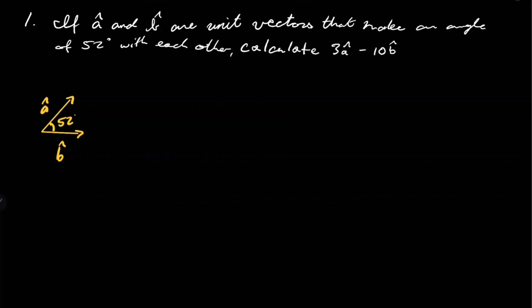Alright. So these are scalar multiples. 3 times vector A will have a magnitude that is 3 times larger than the original vector A. And so 3 times 1 is 3. So this will have a magnitude of 3. The other one will have a magnitude of 10. I'm going to rewrite this as 3 times vector A add 3 vector A plus the opposite of 10 vector B.